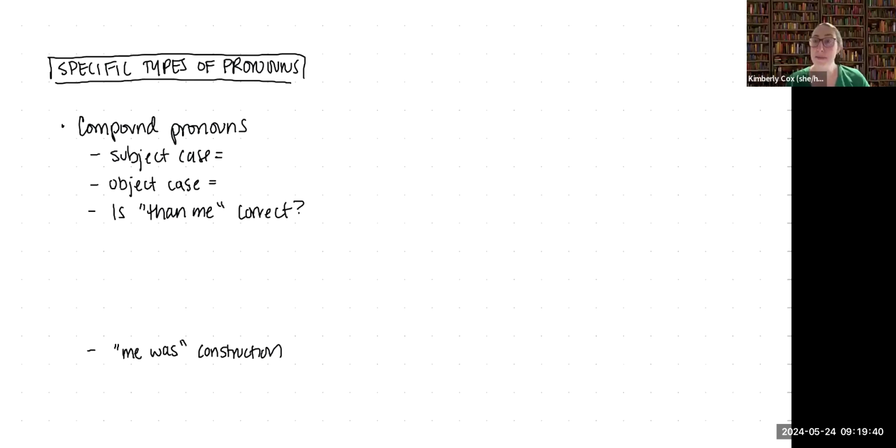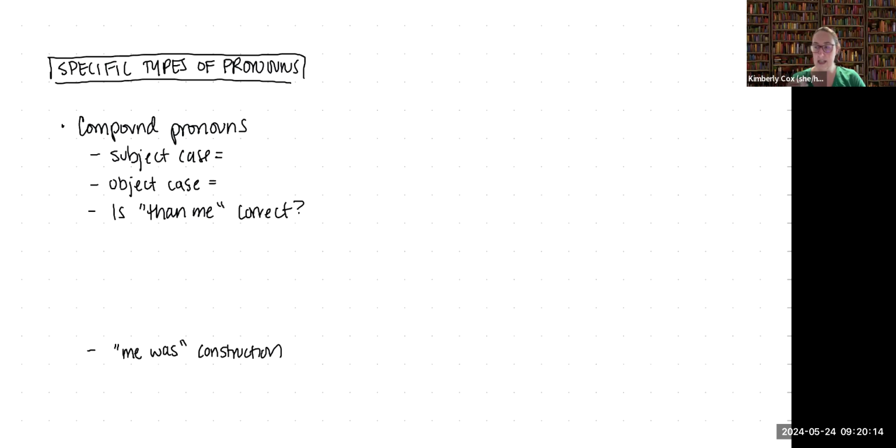In this video, I'm going to talk about specific types of pronouns. There are a variety of them in English, and we're going to start by talking about compound pronouns, which I'm certain you guys will have heard before. So compound pronouns basically means that you're pairing another word with a pronoun using a conjunction, often "and", and that's what creates the compound nature. And there are two cases, just like there are with pronouns.